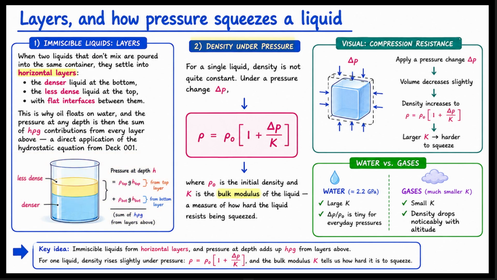For a single liquid, density is not strictly constant. Under a pressure change delta P, the new density is ρ naught times 1 plus delta P over K, where ρ naught is the initial density and K is the bulk modulus of the liquid. The bulk modulus measures how hard the liquid resists being squeezed. For water, K is about 2.2 gigapascals, so fractional density changes from pressure are tiny under everyday conditions. For gases, K is much smaller, which is why atmospheric density drops noticeably as you climb.